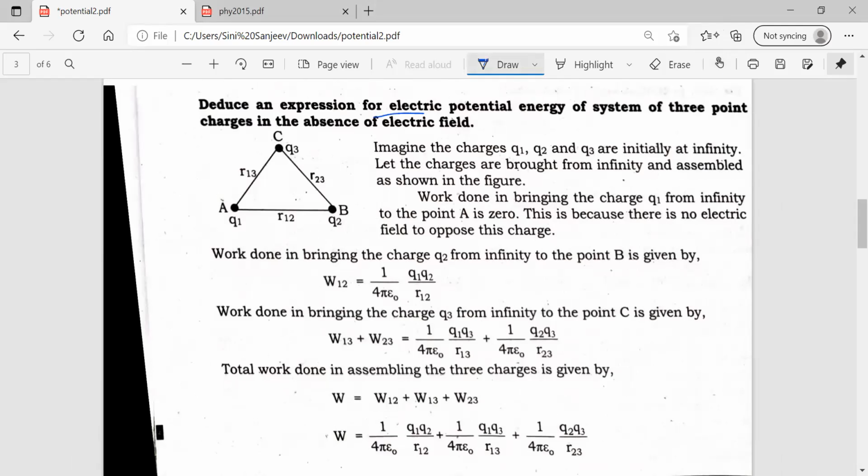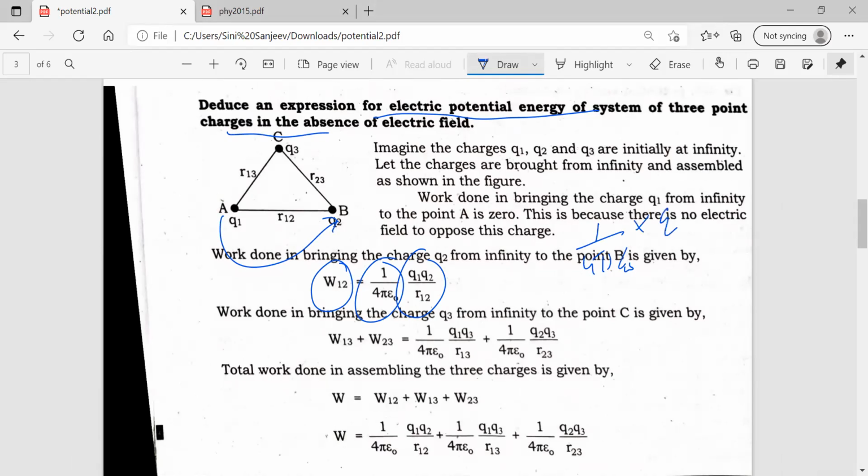Deduce an expression for electric potential energy of a system of 3-point charges in the absence of an electric field. Correct. So what is the work done to move a point charge? So here it is 1/4 pi epsilon naught Q1 Q2 by R12. This is for what? Point from A to B. What is the work done to move a test charge from A to B? Correct. So we all know the basic formula is 1/4 pi epsilon naught Q by R. But here two charges are there, Q1 and Q2. That's the reason I'm putting two charges by R12.